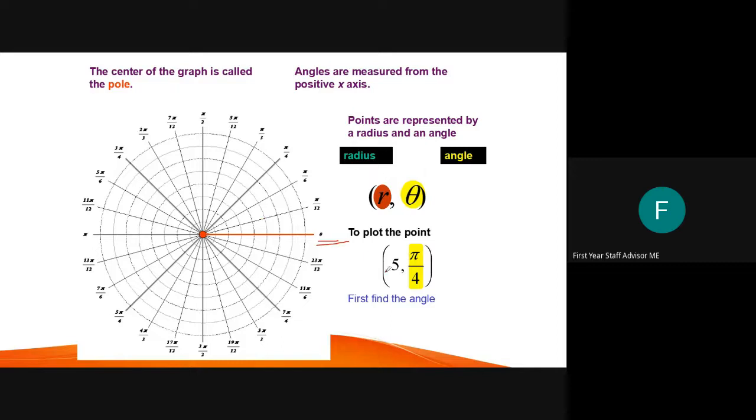If you want to represent a point 5 at an angle pi by 4, you can note that this is pi by 4, and what is 5? 1, 2, 3, 4, 5. You can note this point. So this is the phasor.